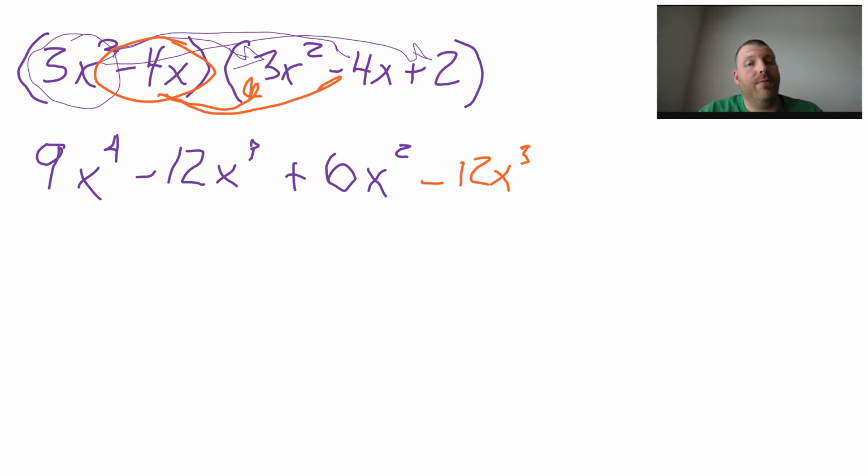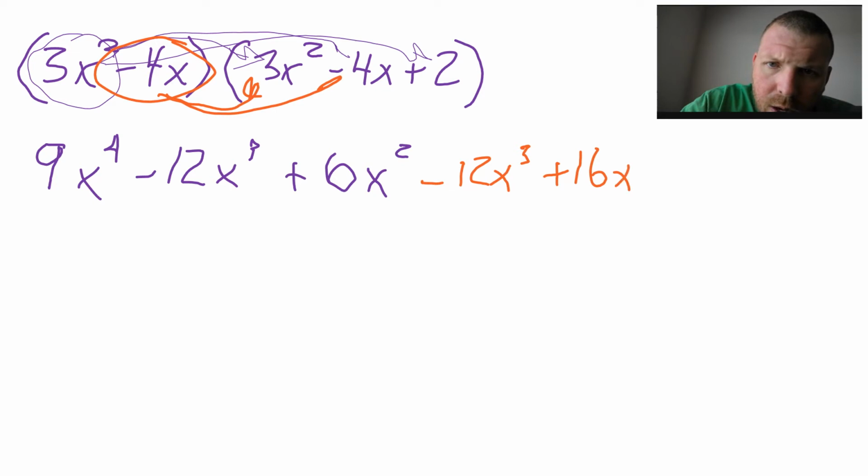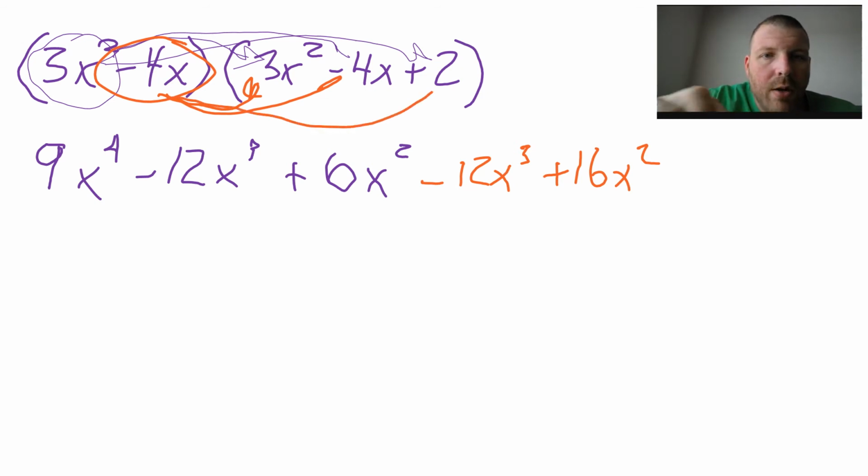Negative 4 times negative 4, well, that's positive, right? Positive 16x squared. So the common mistake when we're doing this is that we're going to add things instead of multiply them, or we're going to multiply exponents when we're supposed to add them. So just be very, very, very careful with that. Okay, so now we're going to do our last one, which is negative 4 times 2, which is negative 8, and we have an x.